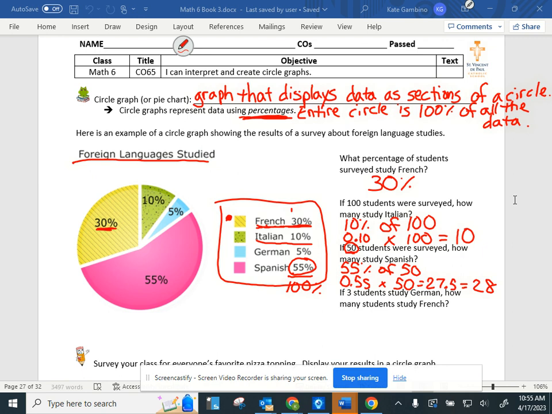There are 3 students, not 30%, because they're German. German is 5%. That's where I went wrong. I messed myself up. Sorry. Happens to me too. German is 5%. So 5% of the question mark is 3. 5% is 0.05.